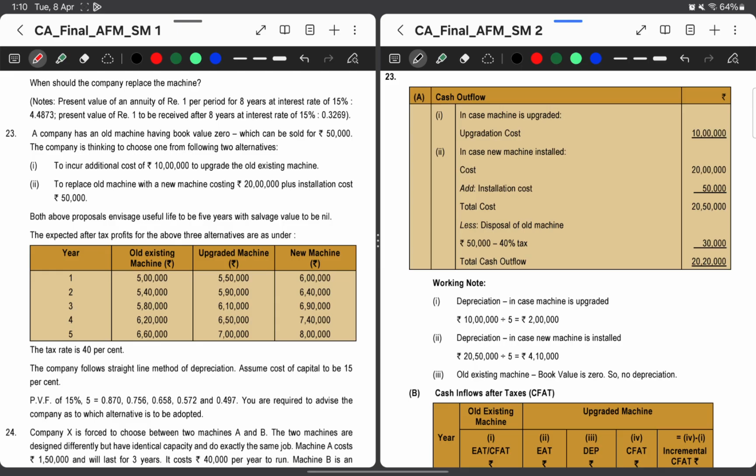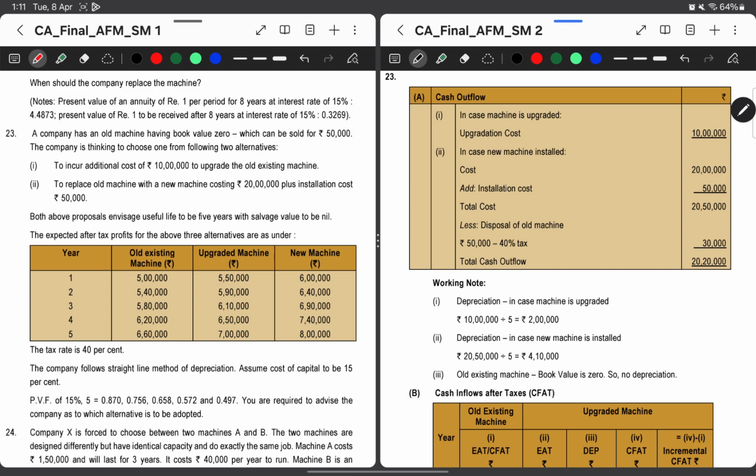When the old machinery is getting sold, then tax implication will be there, and they have given a tax rate of 40%. Since they have given the old machinery's book value as 0, whatever it is sold for will attract tax. In our case, 50,000 will have a tax impact.